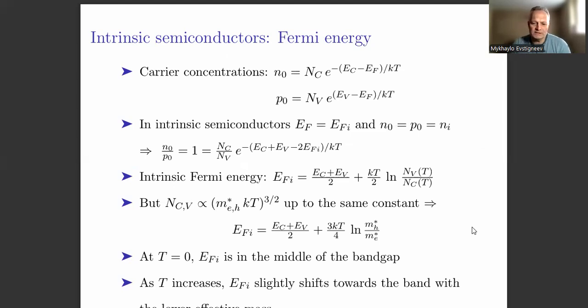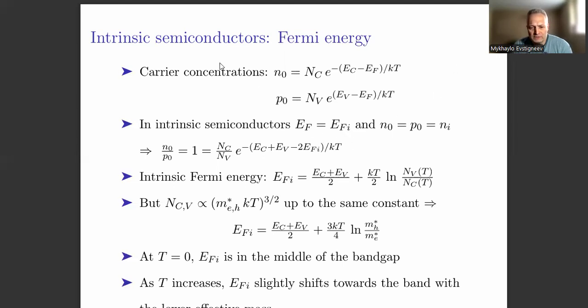All right. In some problems, it is desirable to know the Fermi energy. And for intrinsic semiconductors, once we know the electron and hole concentrations, it is easy to figure out the Fermi energy in intrinsic semiconductors. In intrinsic semiconductors, the Fermi energy is denoted as E_FI, I for intrinsic.